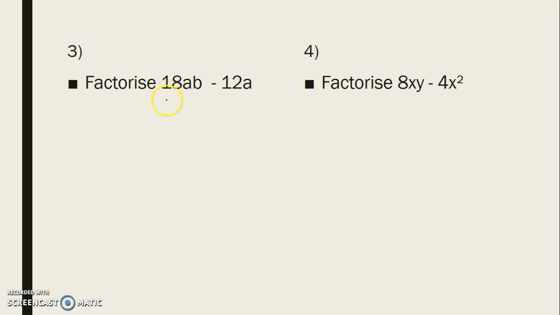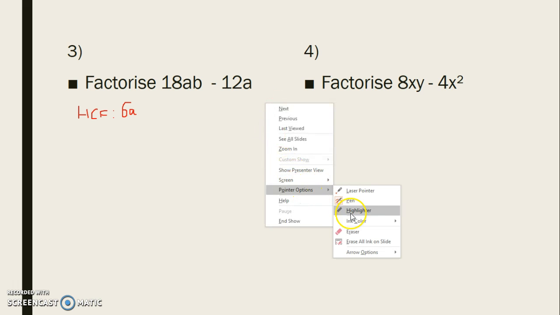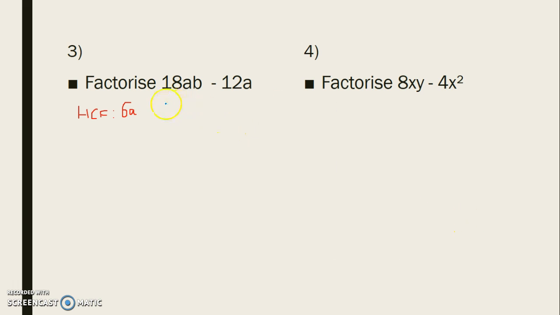So let's try to factorize 18ab minus 12a. We have to look back on the previous example and use the highest common factor, and we have to take this out. In this example, we found out that the highest common factor was 6a. So we can use this highest common factor and factorize 18ab minus 12a by first taking out the 6a. Then what we need to do next is open up a pair of brackets.